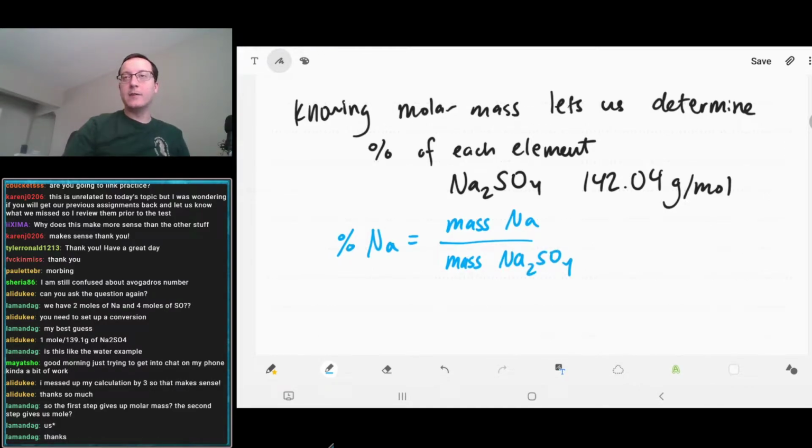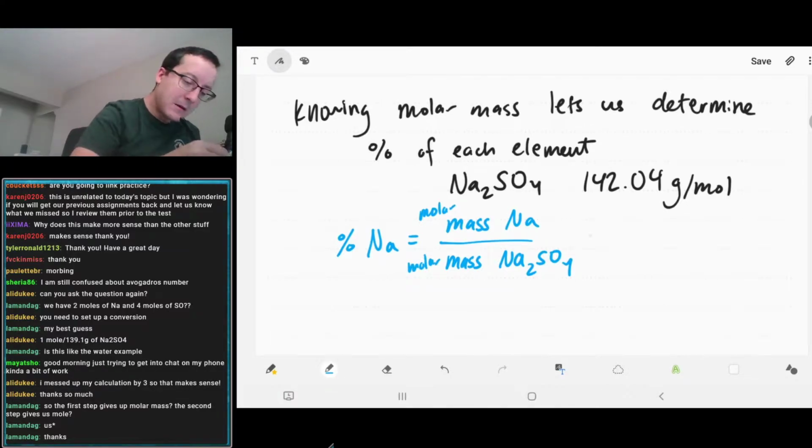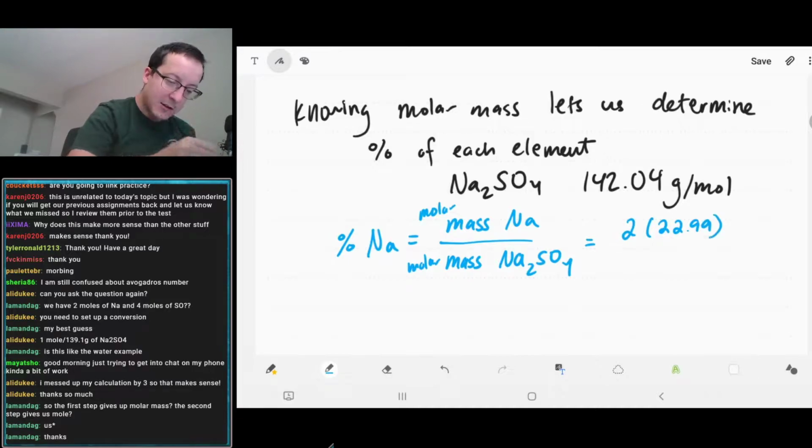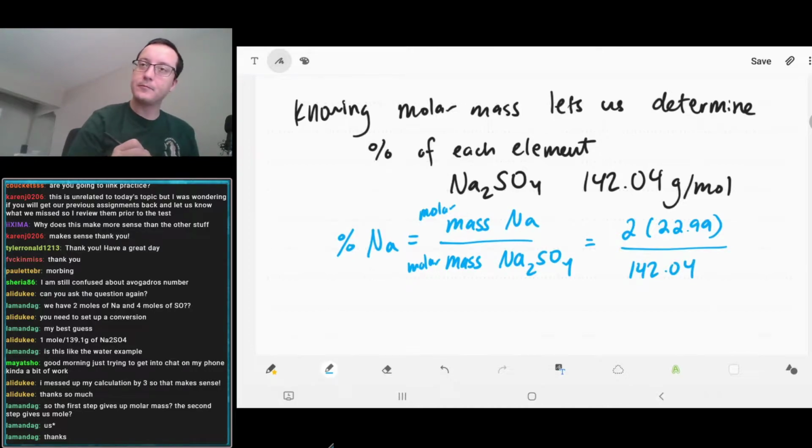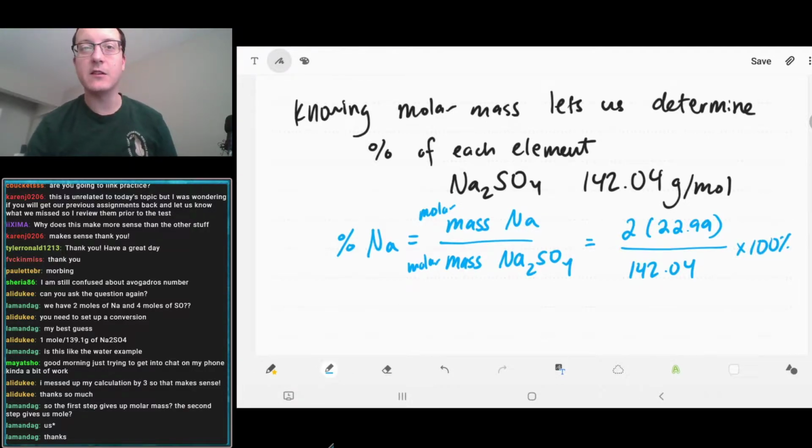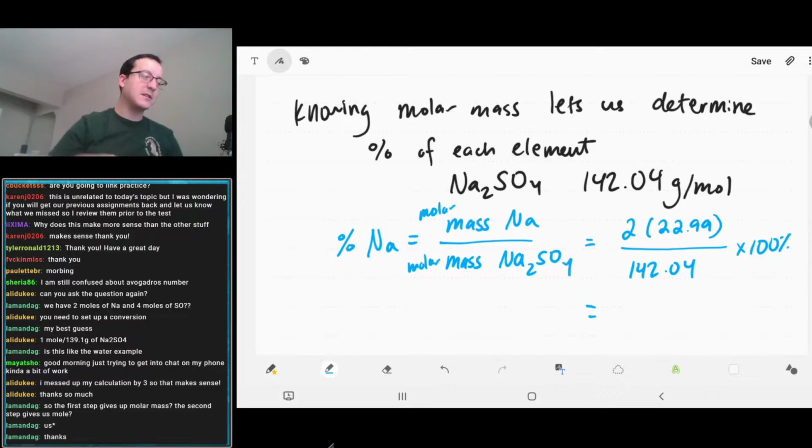By using the masses of sodium as well as the overall molar mass. Let me just put molar in there so we don't forget it. And notice, because we have two sodiums, we're going to have to put that in twice. And then the molar mass we had already calculated. And since this is a percent, we always just want to multiply by 100%, because that'll give us the type of percents we're used to seeing.